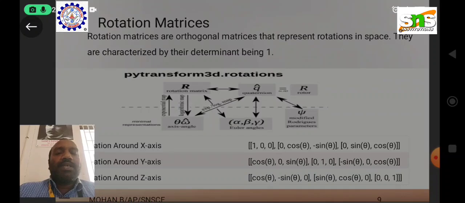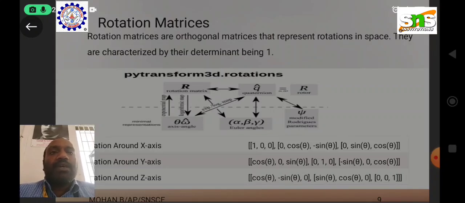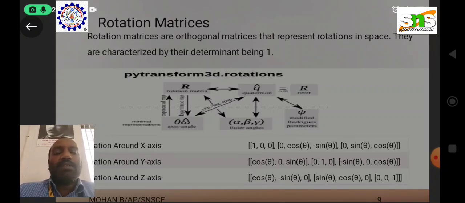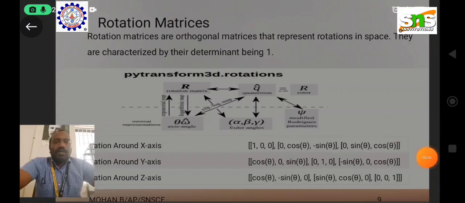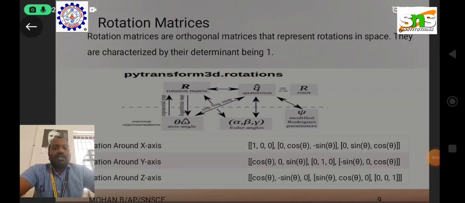Here we are seeing that we discussed a lot of orthogonal matrices in the previous slides. Here we are discussing the rotation matrices. Why are rotation matrices very important? Because rotation matrices are orthogonal matrices that represent rotation in space, and they are characterized by their determinant being 1.